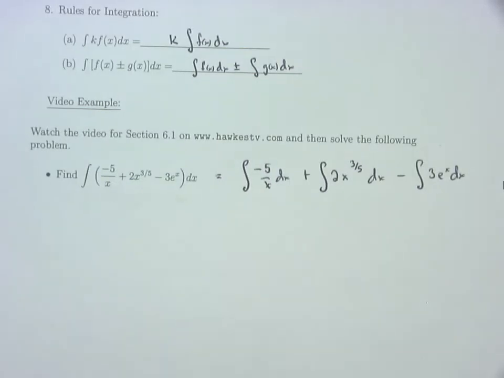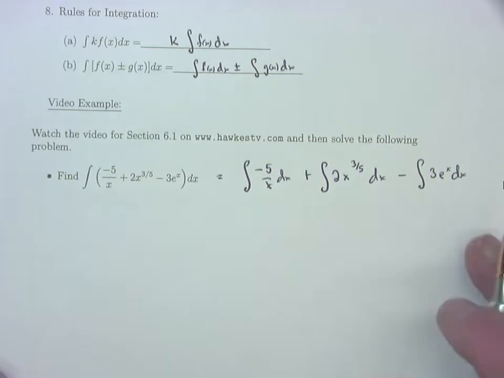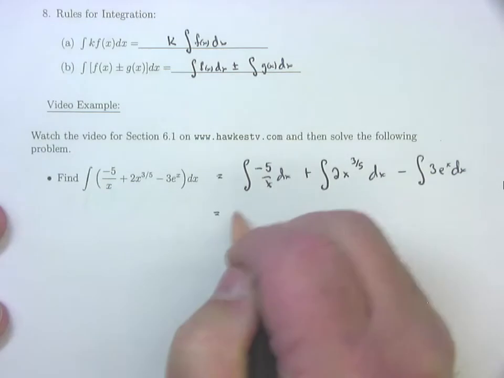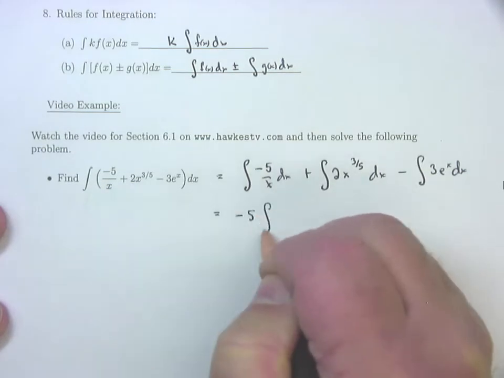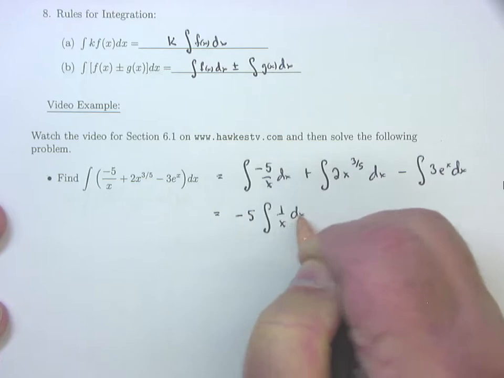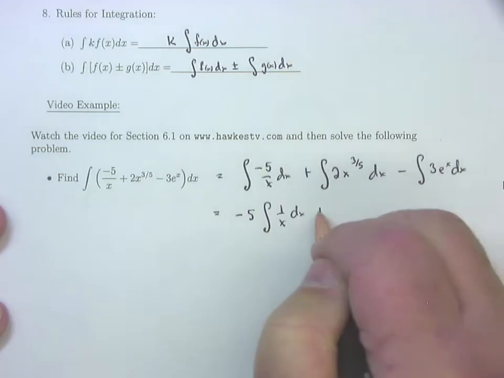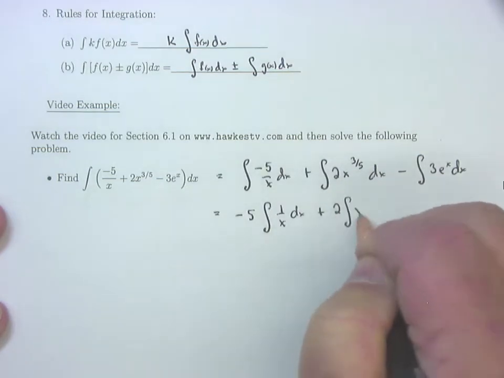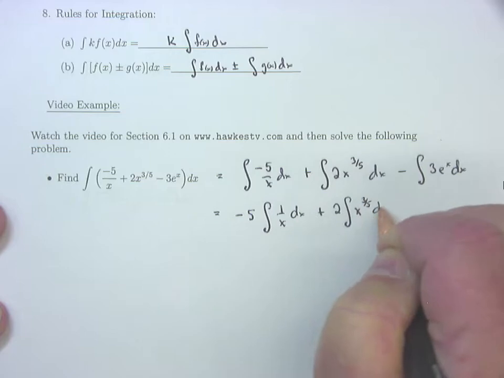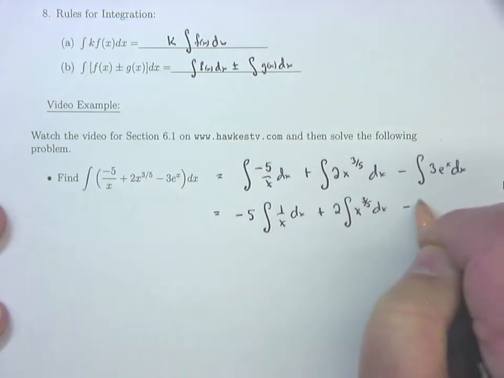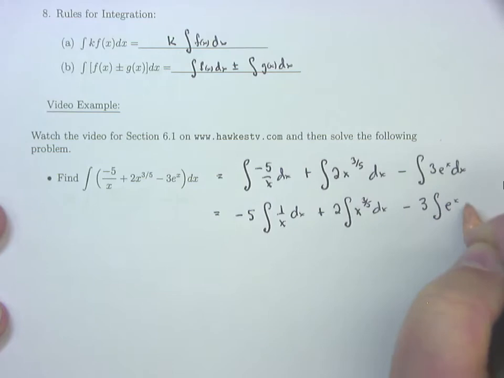Now, second rule. When you got a constant being multiplied by a function, you can pull that constant out front. So you're trying to actually focus on the function and the rules we have memorized. So this would be equal to negative 5 times integral of 1 over x dx. I pull my constant negative 5 out front. Plus 2 times integral of x to the 3/5 dx minus, pulling the 3 out, 3 times integral of e to the x dx.